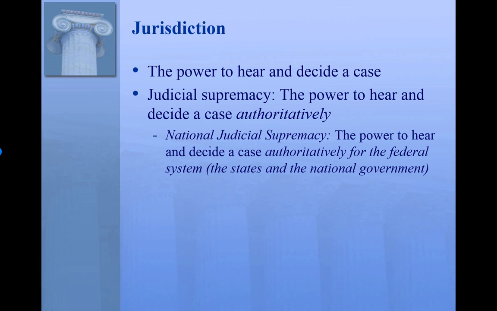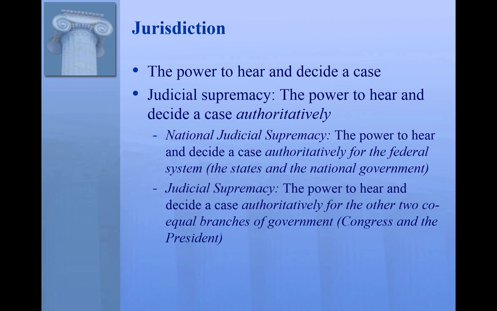So the second type is simply called judicial supremacy, and this one doesn't appear in the Constitution at all. It is the power of the Supreme Court to hear and decide a case authoritatively for the other two co-equal branches of the national government, the Congress and the President. You might already know that the Supreme Court reached out and grasped this power for itself in a case called Marbury versus Madison. And doing so is very problematic, actually, which we'll discuss.